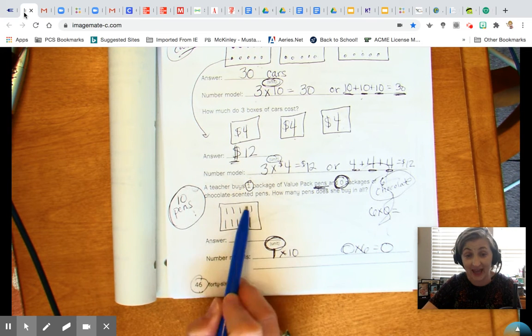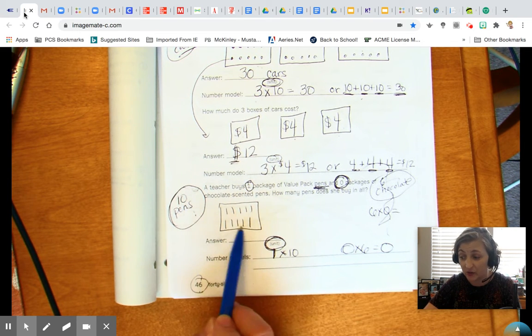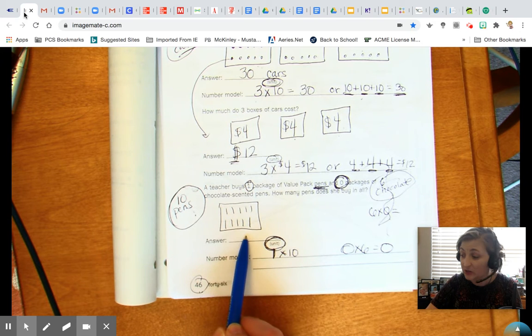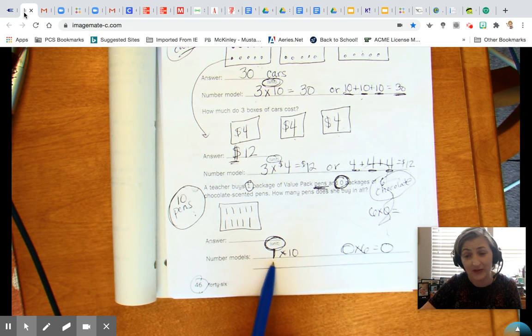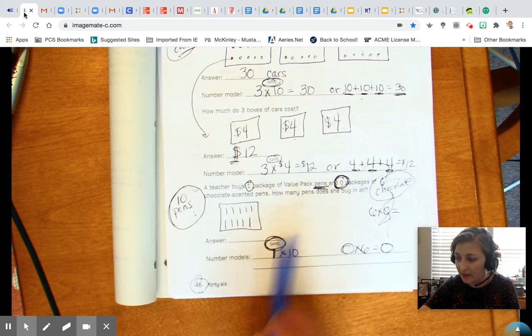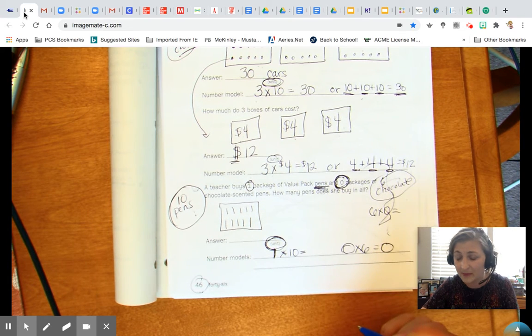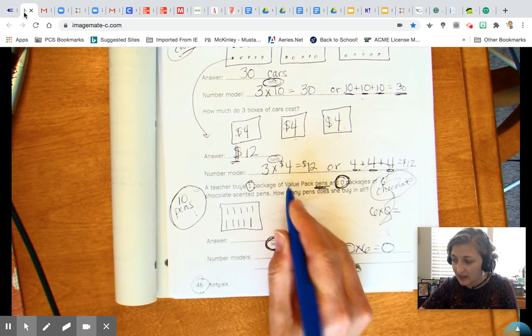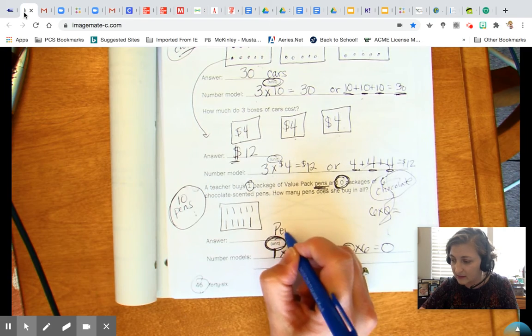This is the only one you need to worry about. 1 pack, and there's 10 pens in each package. So we drew the package and we drew the 10 pens. So you only have the 1 times the 10. You can do the 0 times the 6 if you want to, but you don't need to. Okay, and then how many pens does that equal? 1 times 10. And then our unit this time is pens.